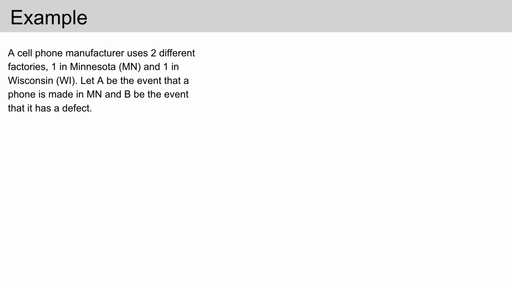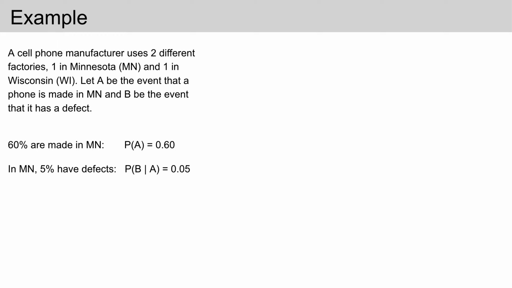Consider an example. Suppose that a cell phone manufacturer uses two different factories, one in Minnesota and one in Wisconsin. Let A be the event that a phone is made in Minnesota, and B be the event that it has a defect. Further, suppose that 60% of the phones are manufactured in Minnesota. Among the phones made in Minnesota, 5% have defects. That is, the conditional probability of there being a defect given that a phone is made in Minnesota is 0.05.